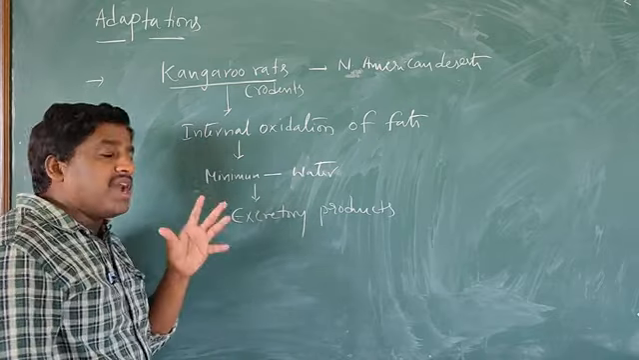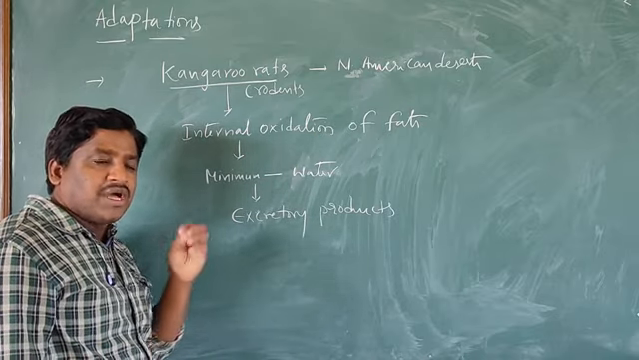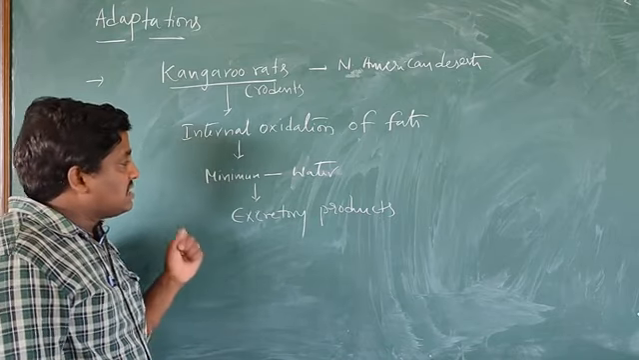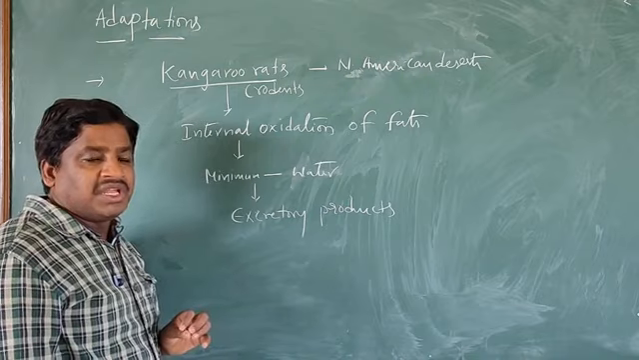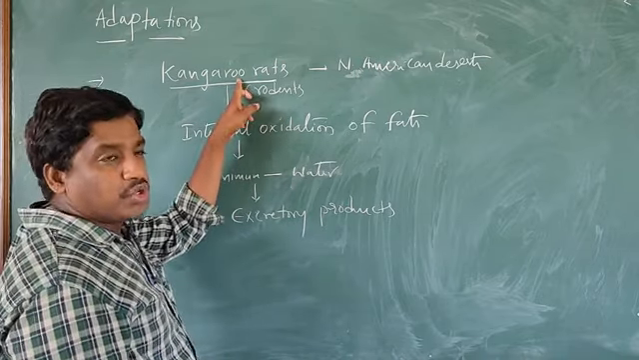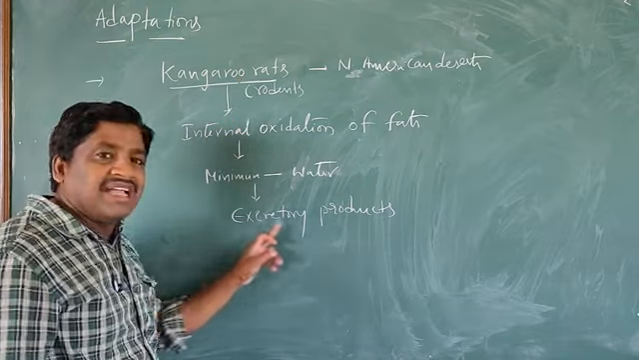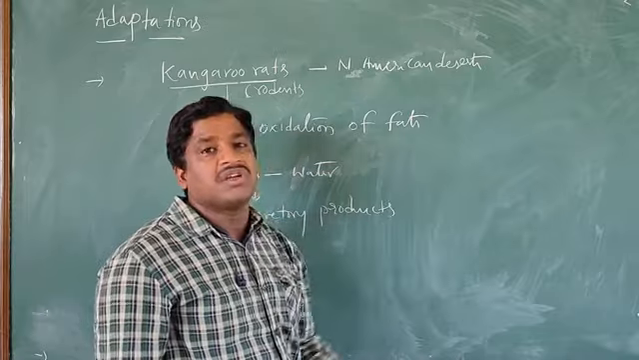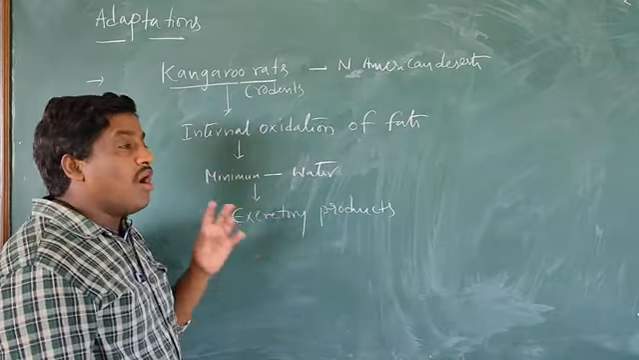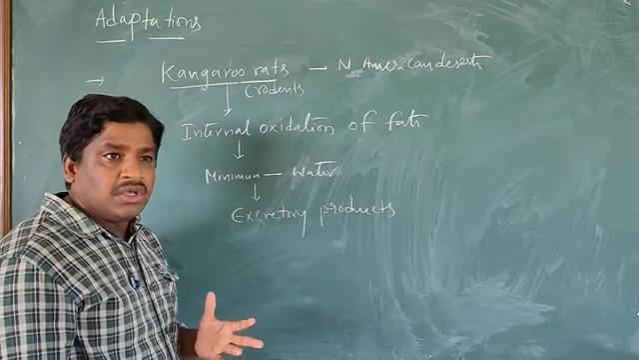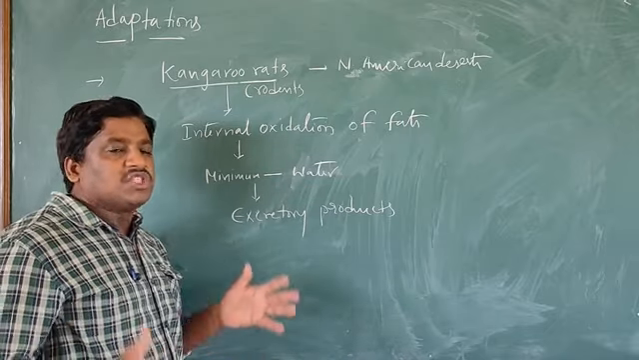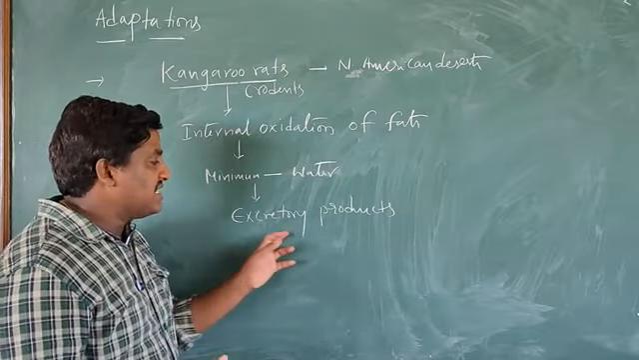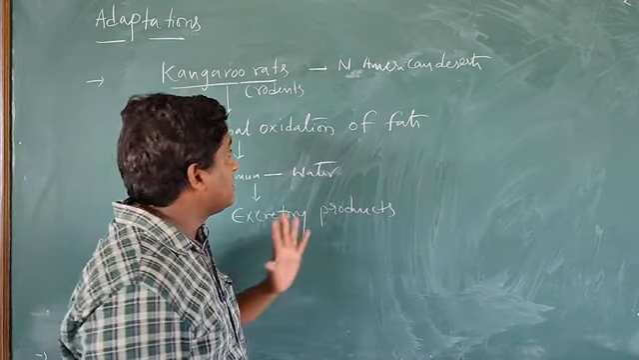This kangaroo rat undergoes partial oxidation of fats to release water. It can concentrate its urine, and the minimum amount of water is utilized to release the excretory products. So this is one of the adaptation features in the North American desert region. In the desert there is no water, so the kangaroo rat partially oxidizes its fats. As a result, some amount of water is formed in its body, and only as much water as is required is utilized for releasing the excretory products. That's it. Next.